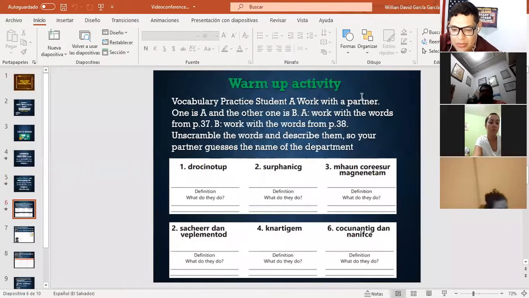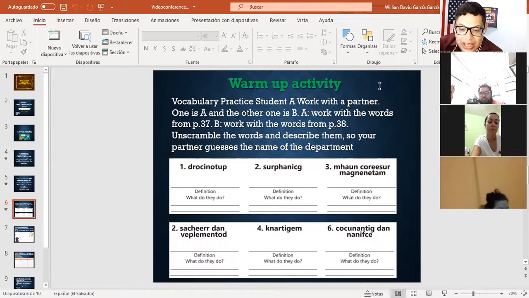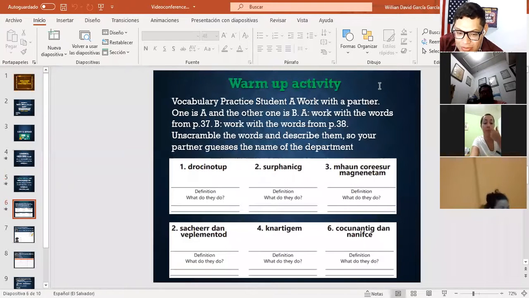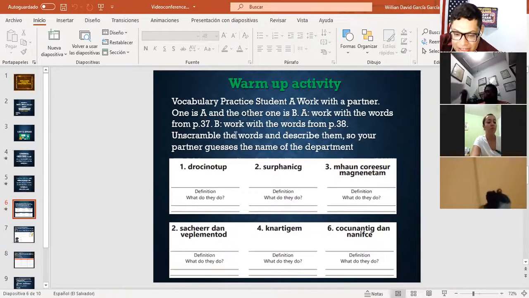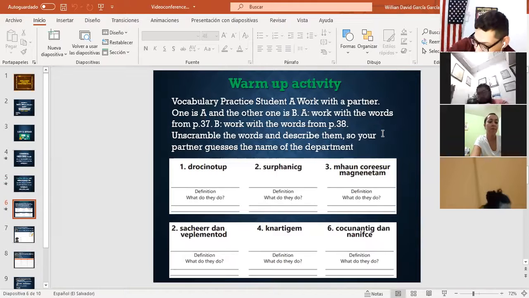Okay, look at this one. We have the first warm-up activity. It says, vocabulary practice. Students A work with a partner. One is A and the other one is B. A work with words from the page 37 and B work with the words from the page 38. And scramble the words and describe them so your partner guesses the name of the department.